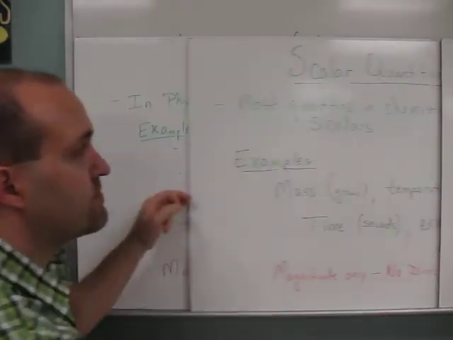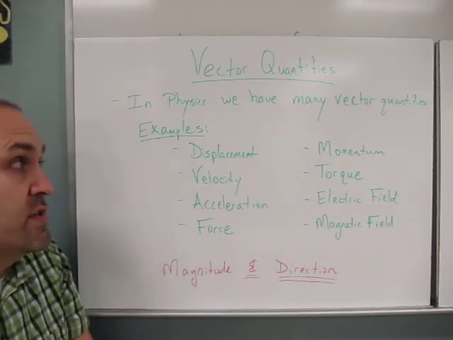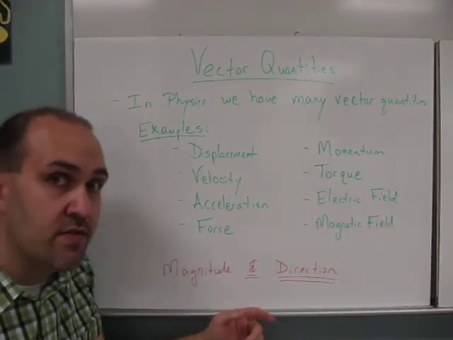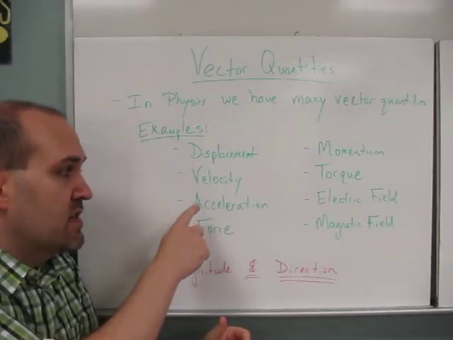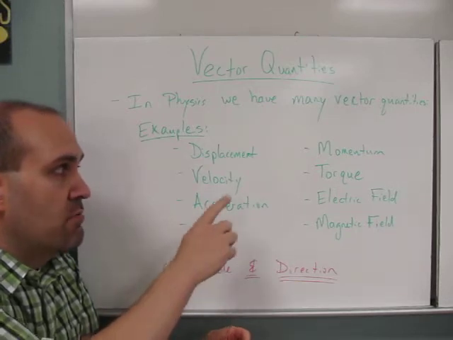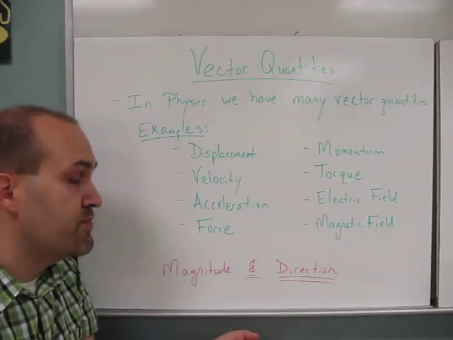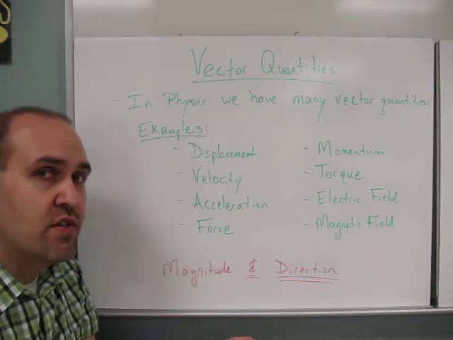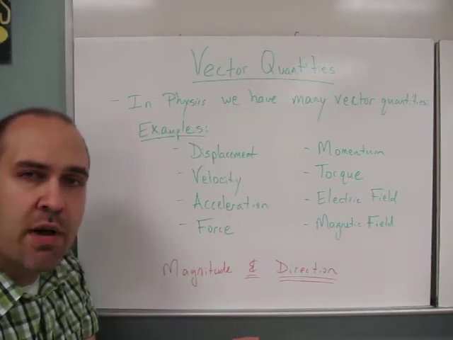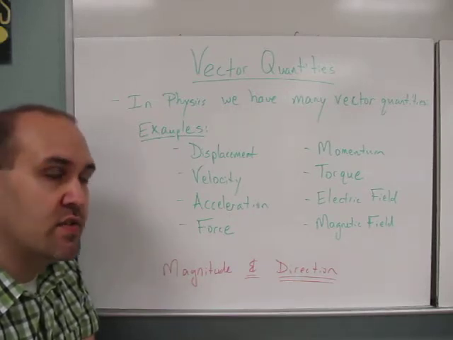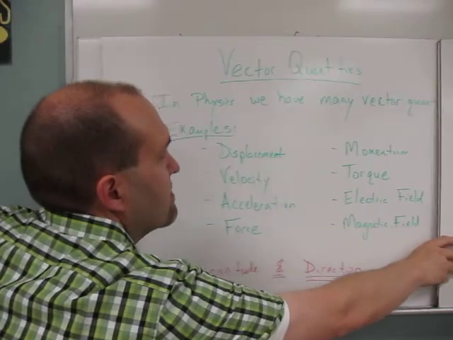Vector quantities are different. Vector quantities are directional quantities, and we have lots of them in physics. We're going to encounter lots of them as we go along. Examples include things like displacement, velocity, acceleration, force, momentum, torque, electric field, magnetic field, and many more, as it turns out. All of these quantities have a direction associated with them. For example, I could give you a velocity and say, oh, that person is going 60 miles per hour east. And that can make sense. And so velocity is a quantity that we call a vector quantity. They have magnitude and direction.